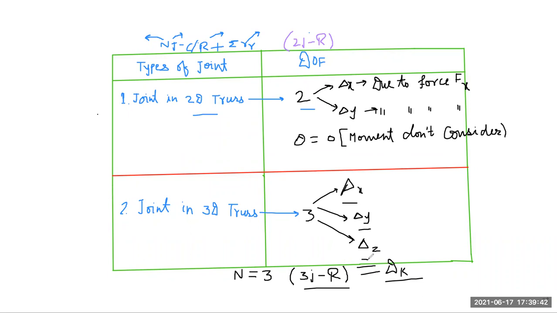This is due to force in the x direction. This is the force in the y direction. Basically, this is the force in the z direction. So these are the degrees of freedom which will be permitted or available at a particular type of joint. So these are the cases of truss.